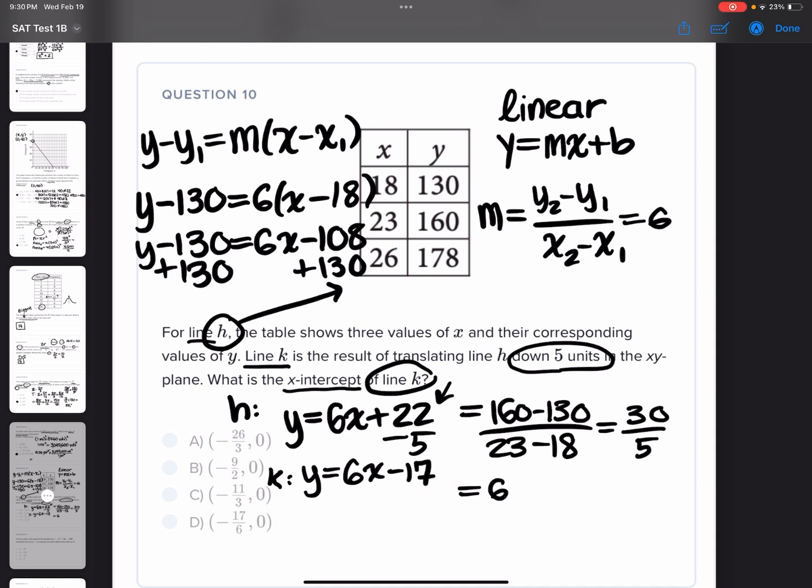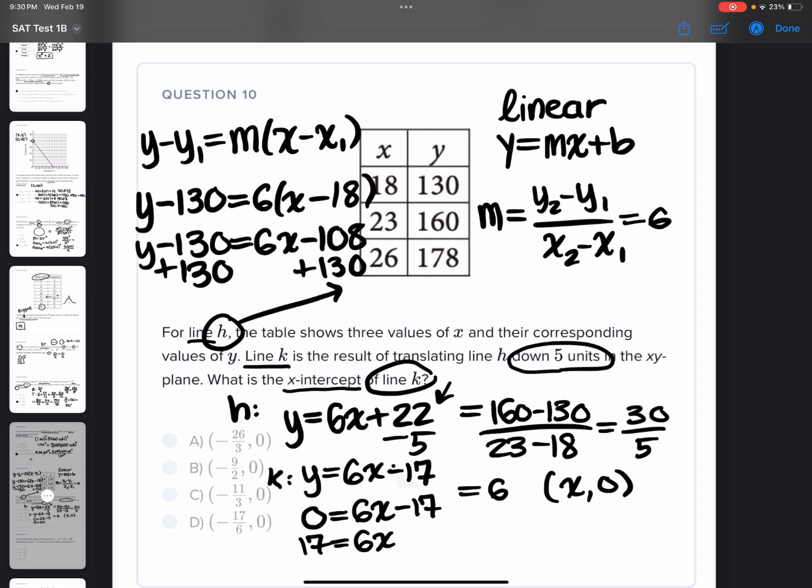All right? So in order to find the x-intercept, remember, we always set our y value to 0 in order to find that x value that makes y 0, because that's the whole point of an x-intercept, where we have some sort of value for x, but the y is always 0. So 0 equals 6x minus 17. Add 17 to both sides. We have 17 equals 6x.